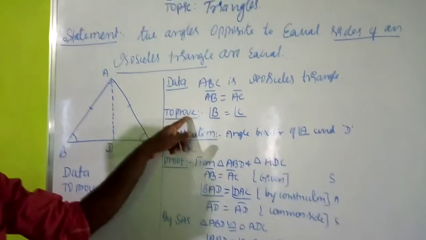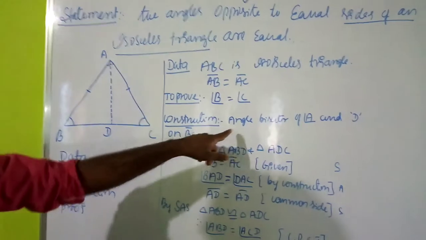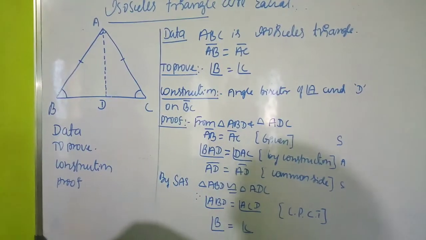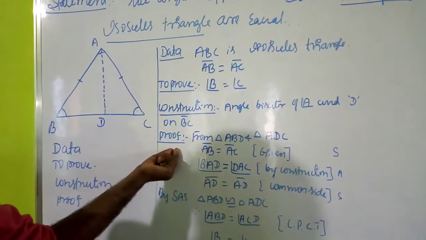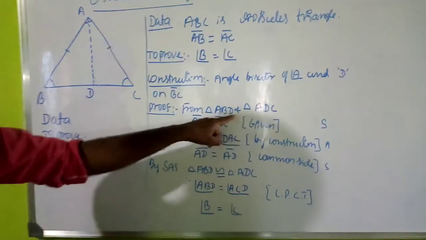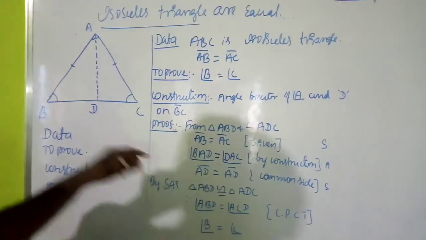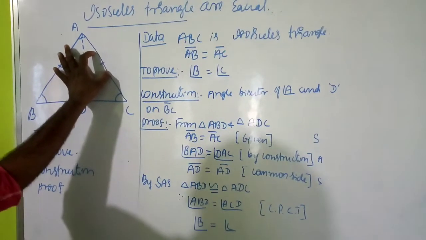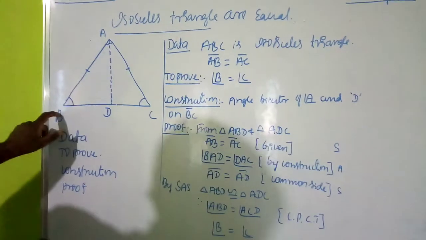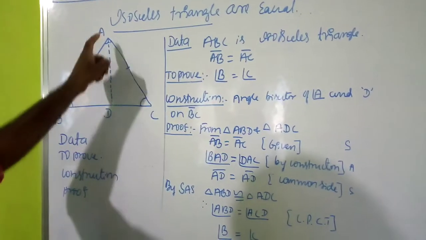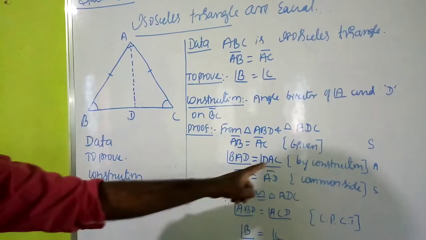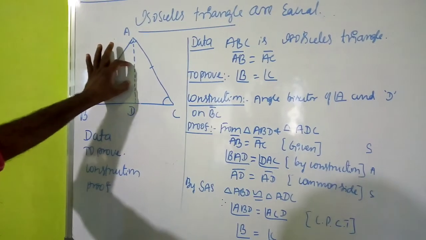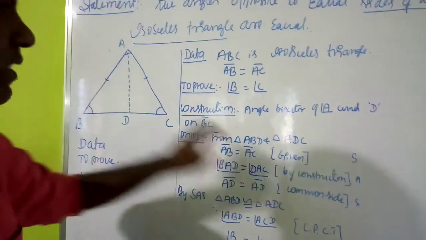So for that you should make a small change in the diagram, that is, construction: angle bisector of A and point D on BC. So we take the proof from triangles ABD and ADC. You should make the comparison here. Side AB is equal to side AC. This is given in the data or in the statement. Next, angle BAD and angle DAC are equal by construction, the angle bisector. Next, AD is equal to AD only. It is a common side for both triangles.